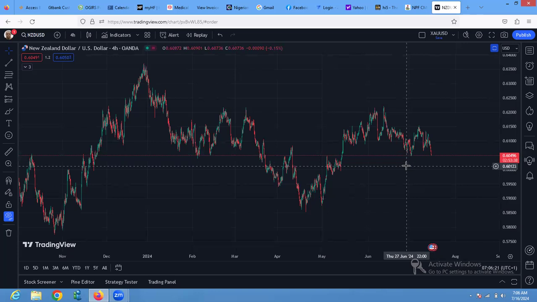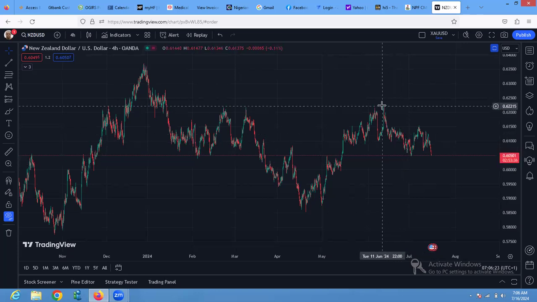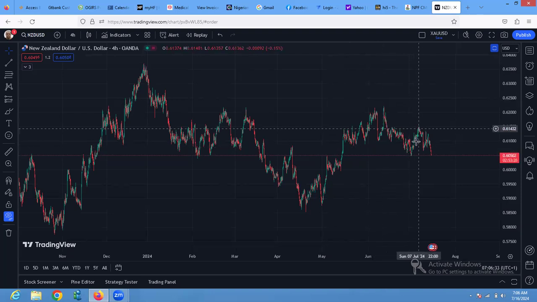Now, we also see this in itself as an A wave and a B wave, and we may have a C to the downside.